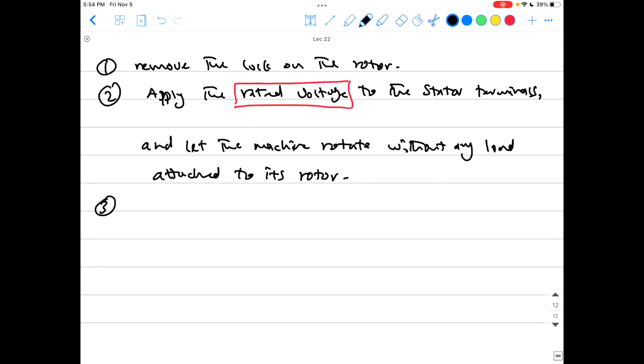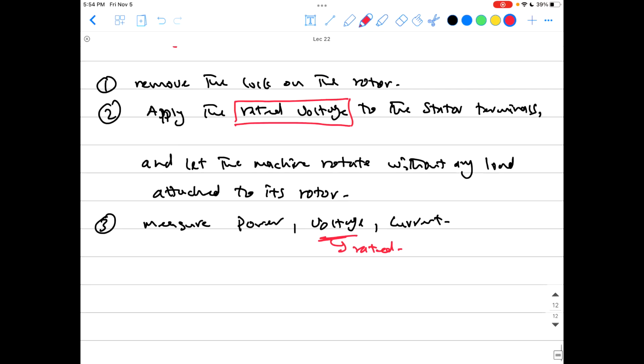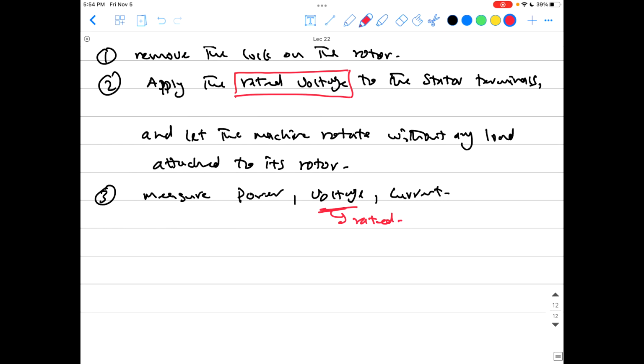Okay, guys? Number three, do your measurements. So measure the power, voltage, and current. Again, you don't need to be given the voltage, because the voltage here is the rated voltage. So I can give you a numerical problem like this, and I don't give you the voltage for the no-load test, because you know it yourself, it should be at the rated value. That would not be missing information. Okay, guys?